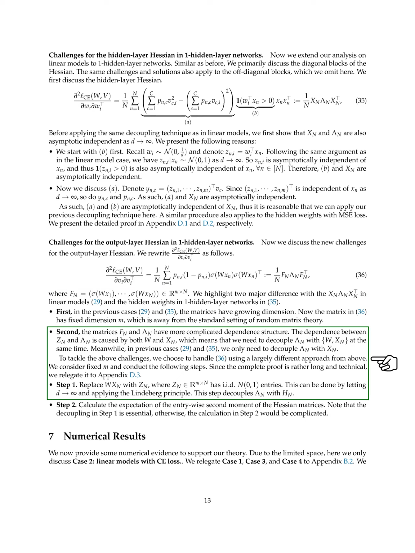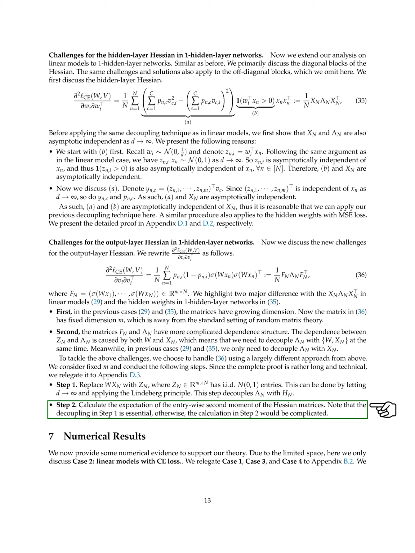To tackle these challenges, we adopt a different approach. We consider a fixed component and follow specific steps. The complete proof is lengthy and technical, so we include it in the appendix. In step 1, we replace one component with another that has independent and identically distributed entries, using the Lindeberg principle to achieve decoupling. In step 2, we calculate the expectation of the entry-wise second moment of the Hessian matrices, noting that the decoupling from step 1 is crucial for simplifying this calculation.